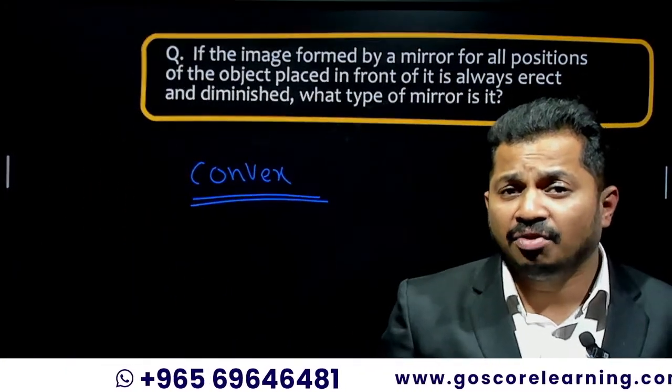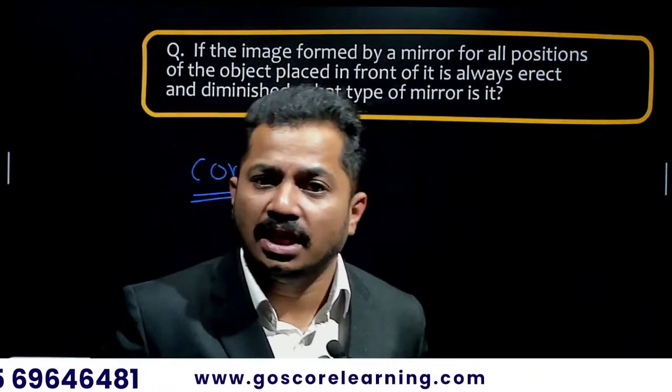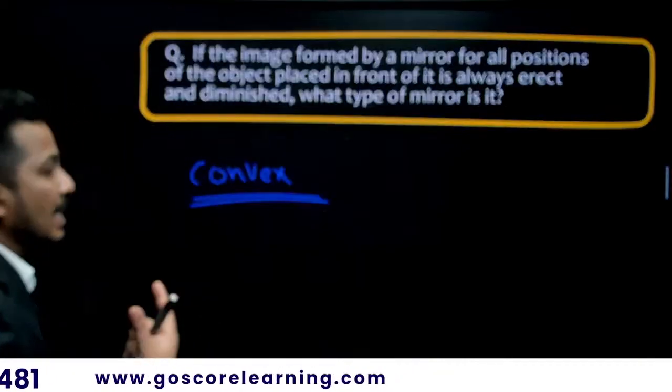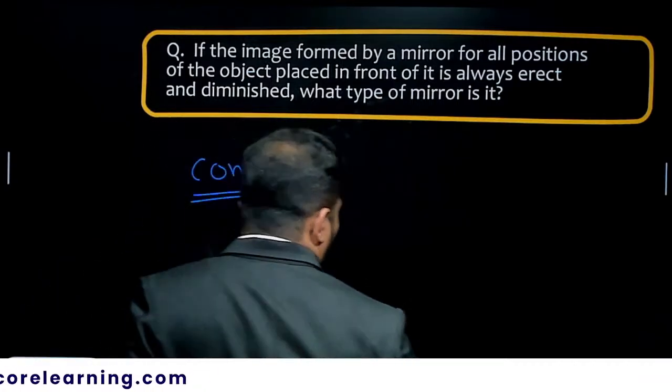So irrespective of the position in which the object is placed, a convex mirror gives a diminished, virtual and erect image. So convex mirror is the answer for this question. Easy question, but it's a 1 mark question.